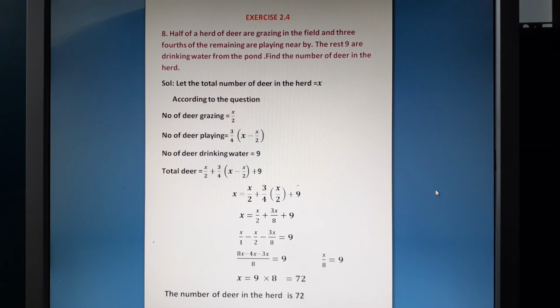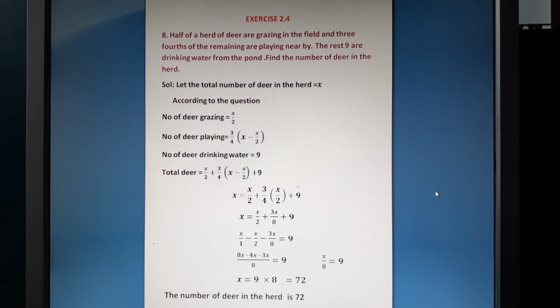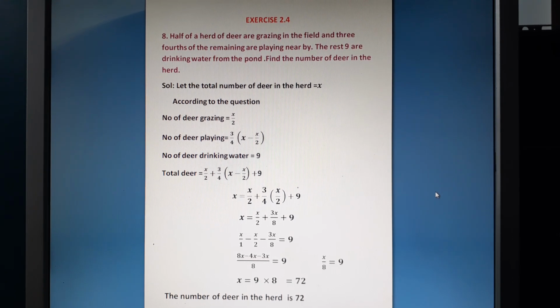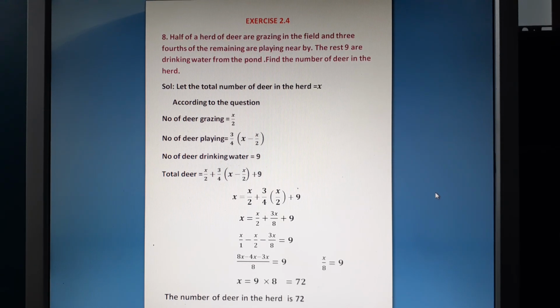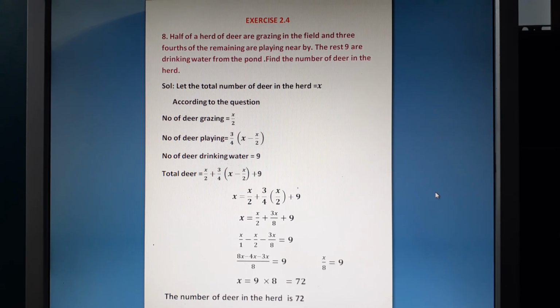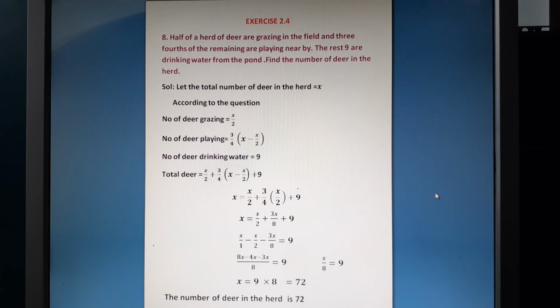8 into 1. See the first term's denominator, 1 is there. How many ones are in 8? 8. So 8 into 1, 8. Multiply the 8 with the numerator. Already the numerator is x. x into 8, 8x. In the same way, minus 4x minus 3x, whole divided by 8. That is equal to 9.